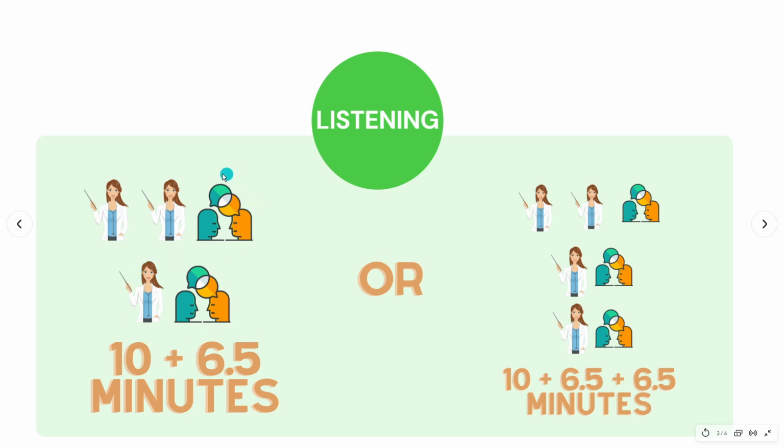Now, the thing to keep in mind is that each set has a separate timer. So, you're given 10 minutes for the long set, but then when you start the short set, you get a new timer, which says 6.5 minutes. Now, the timer only counts down when you're answering questions. It doesn't count down when you're listening to stuff.